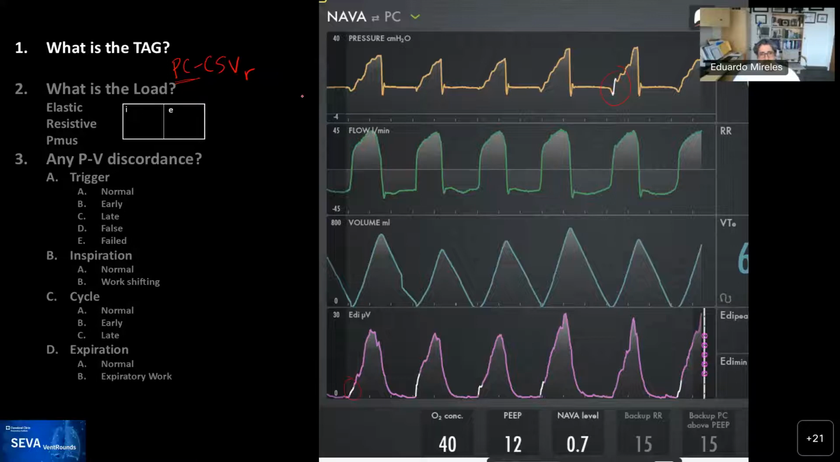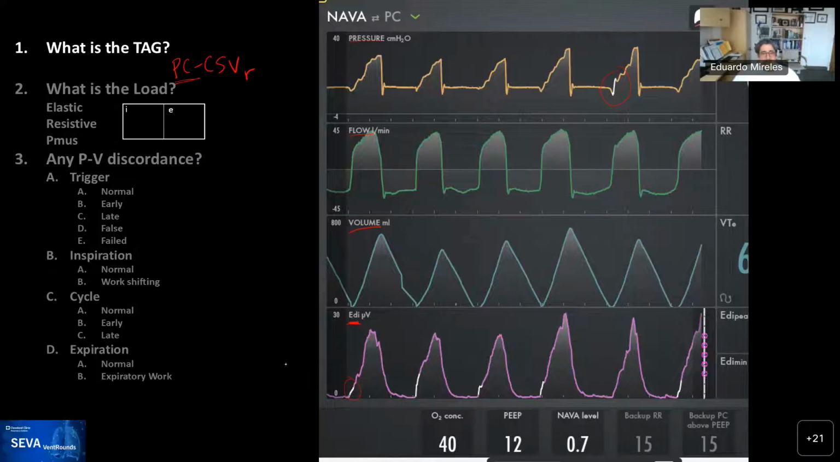So let's describe a little bit what we're seeing on the screen. On the top panel, you have pressure, like we do on every other ventilator. Then you have flow, then you have volume, and then on the bottom you see this EDI waveform with microvolts being displayed. EDI means the electrical signal of the diaphragm.